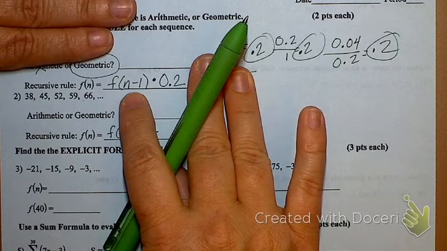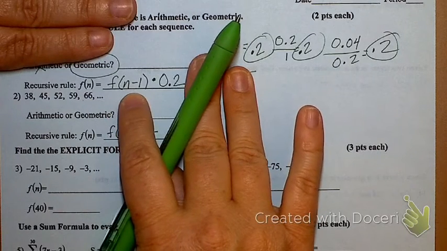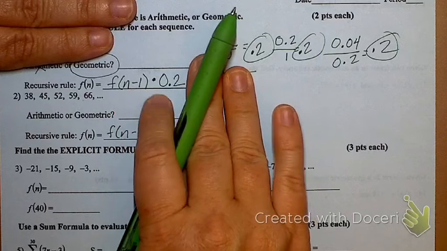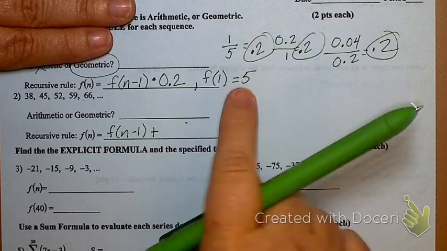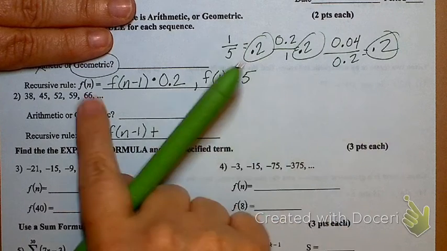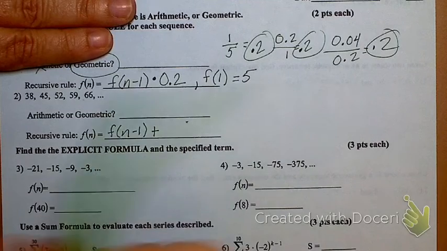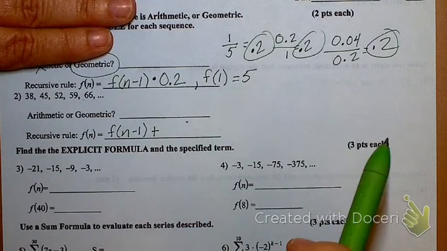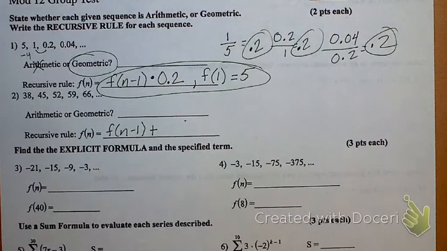Could I find the second term? F of 2 would be f of 2 minus 1. That would be f of 1. I don't know the first term to be able to plug it in, do I? So I have to give a starting point. Because as soon as you give me f of 1, I can now find f of 2 because I take f of 1 and multiply it by 0.2. And then I can find f of 3, f of 4, f of 5, and so on. So your recursive rule must have all of that in order to be accurate. Okay? Does that make sense?